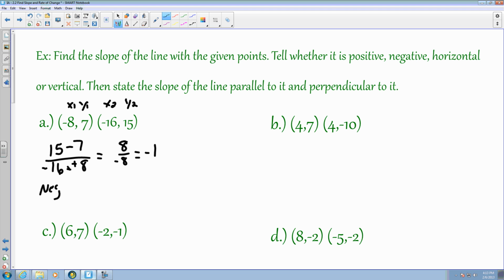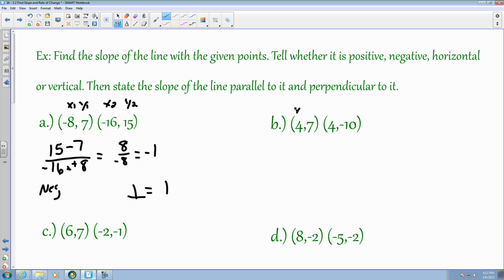For this slope of a line, a parallel slope would have to be a negative 1. And for it to be perpendicular, it would have to equal a positive 1, because if you flip the fraction and change the sign of 1 over 1, it still is 1. So now let's look at B.